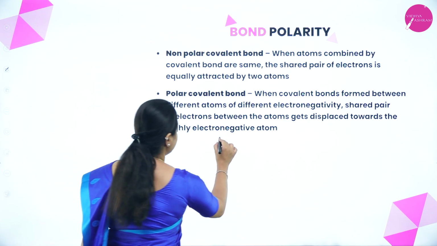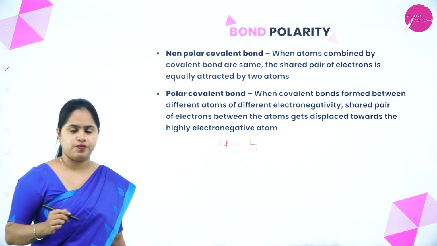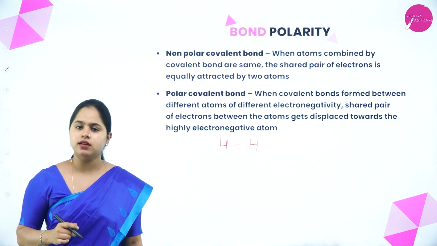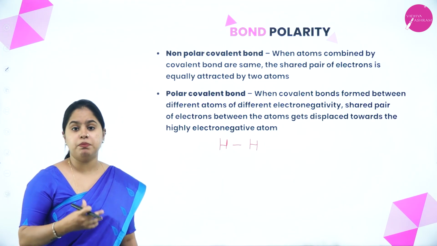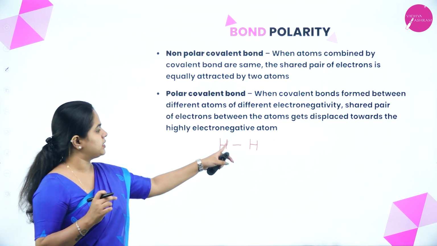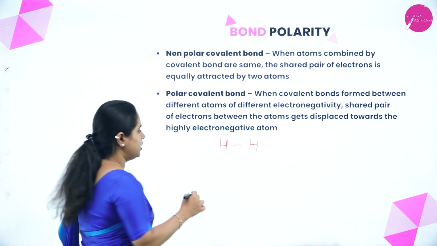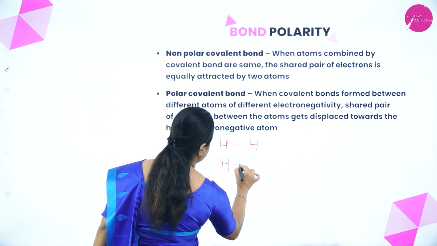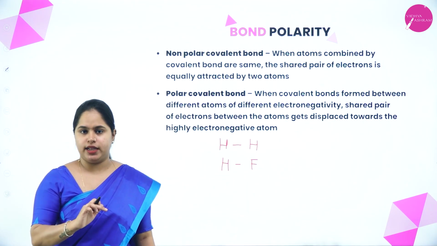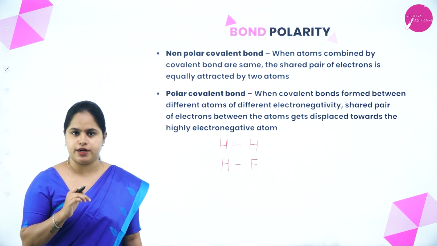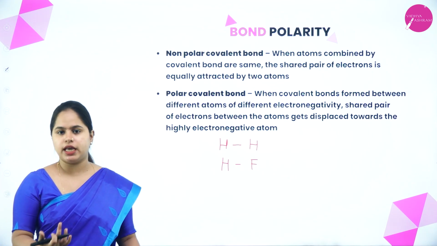So let's take the example of 2 hydrogen atoms, which are bonded with a single bond. They both need 1 electron to complete their duplet. So what happens? They share that 1 electron with each other. Now let me say I'm taking a hydrogen atom and a fluorine atom. Fluorine needs 1 electron, and even hydrogen needs 1 electron to complete their octet and duplet respectively. So they share the electrons.